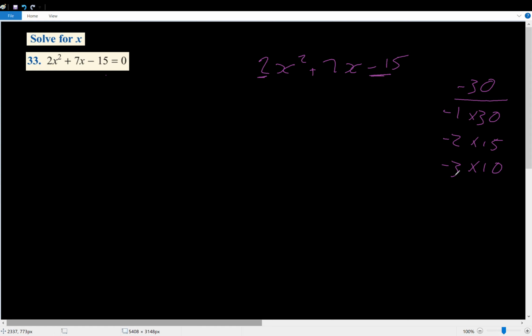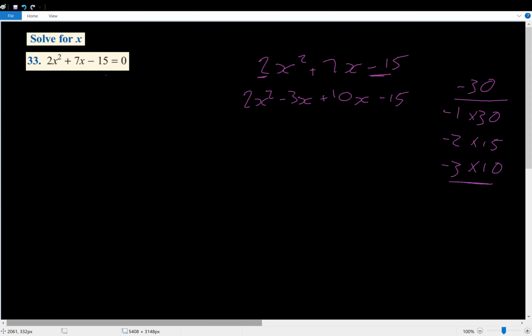So now that we know that it's this one in particular, what we're going to do is split up the 7x on the top. So we're going to have 2x squared minus 3x plus 10x minus 15. Okay. Now from here, we're going to factorize this by grouping.